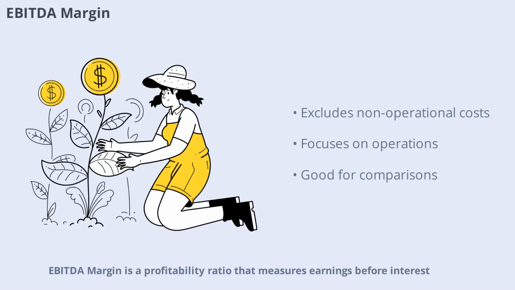EBITDA margin is a profitability ratio that measures earnings before interest, taxes, depreciation, and amortization as a percentage of total revenue. This ratio provides a clear view of a company's operating profitability by excluding non-operational expenses. It's especially useful for comparing companies with different capital structures or tax situations, as it focuses on core operational performance.